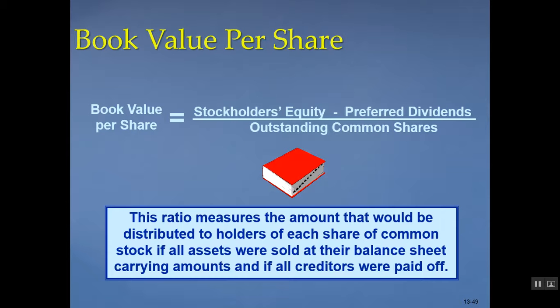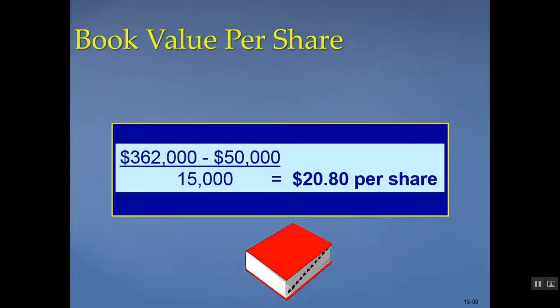Book value per share looks at stockholders' equity, again minus preferred dividends, which is typically 0, divided by outstanding common shares. It measures the amount that would be distributed to holders of each share of common stock if all the assets were sold at their balance sheet carrying amounts and if all creditors were paid off. It's based entirely on historical cost. So if the company were to close today, each shareholder would get $20.80 in assets.